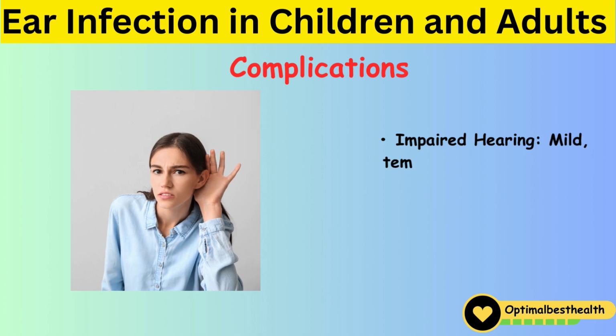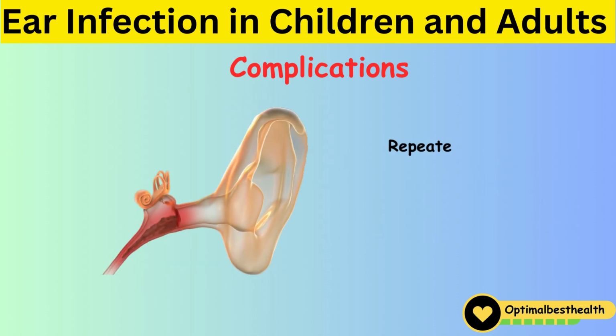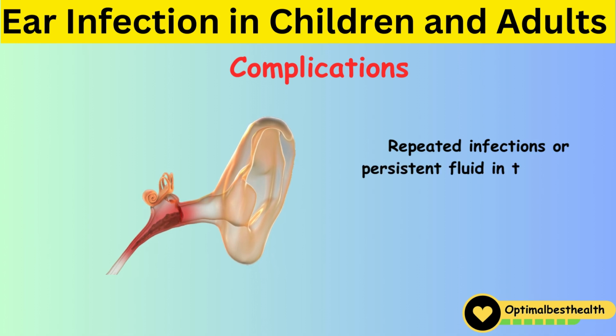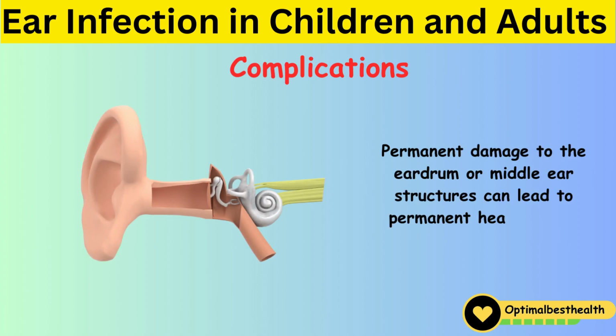Impaired hearing. Mild temporary hearing loss is common during an ear infection, but usually resolves after the infection clears. Repeated infections or persistent fluid in the middle ear can cause more significant hearing loss. Permanent damage to the eardrum or middle ear structures can lead to permanent hearing loss.